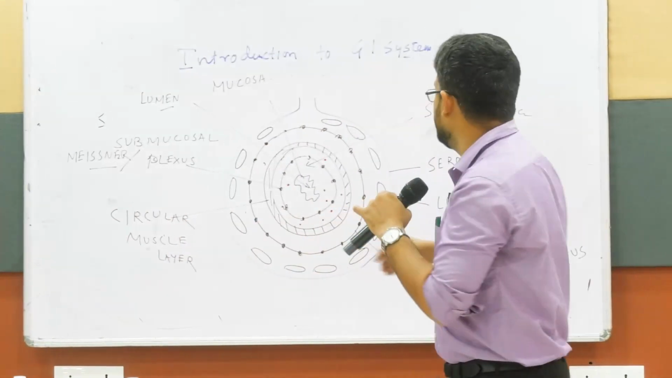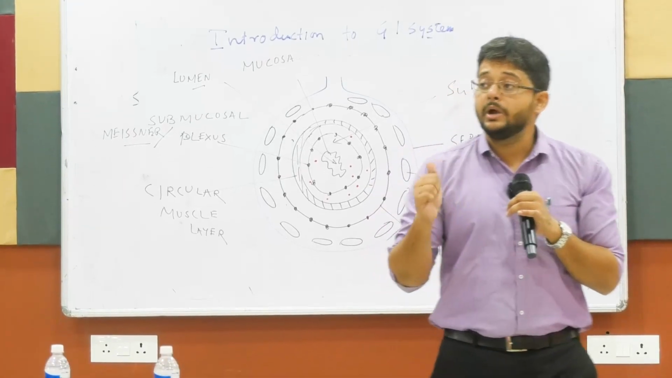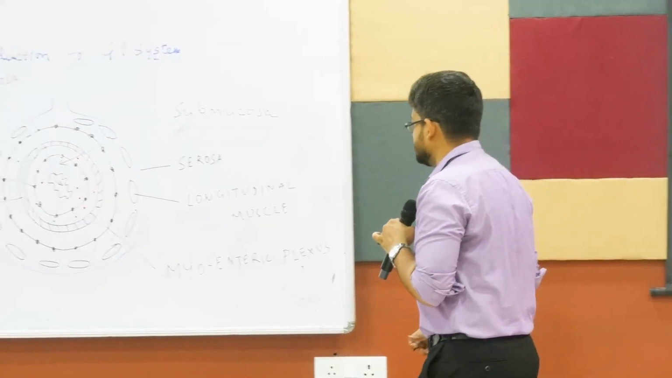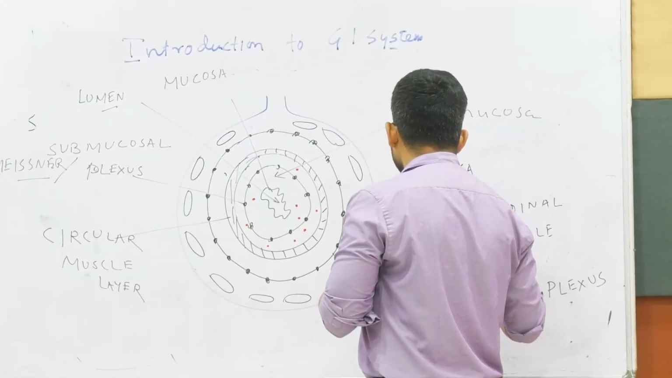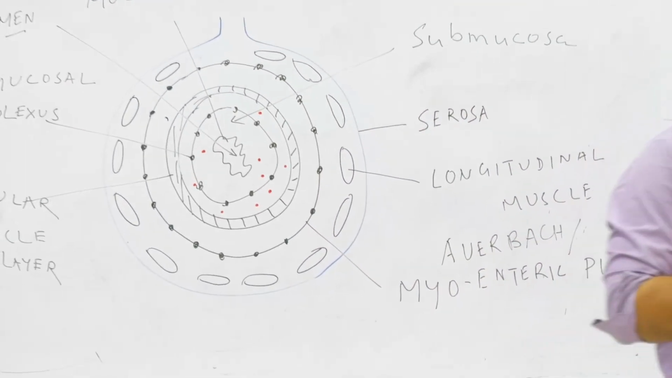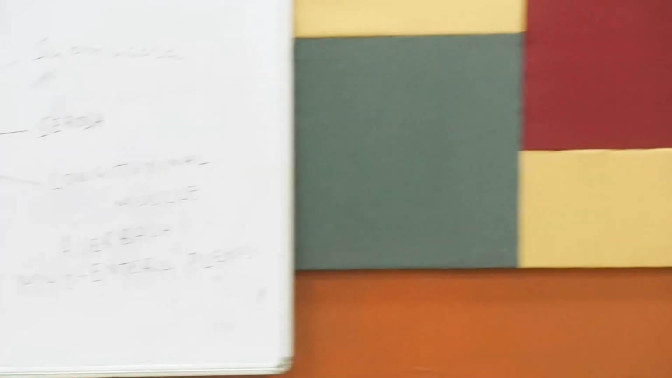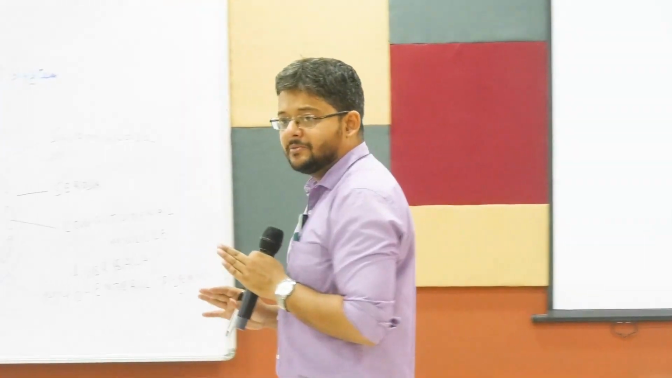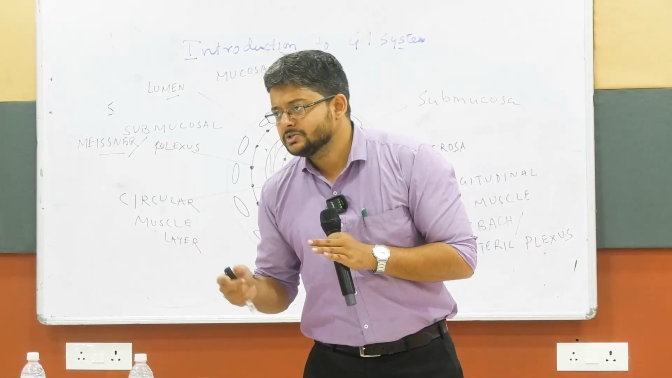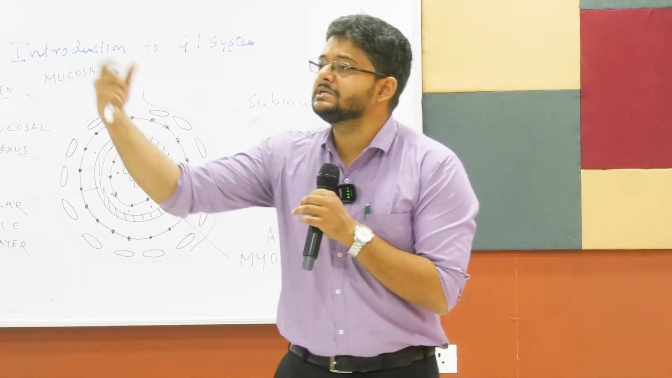Clear everybody? Now, in between this longitudinal muscle layer and circular muscle layer there is the myoenteric plexus. The same is called Auerbach plexus. What is the function of Auerbach plexus or myoenteric plexus? Myo means muscle, enteric means intestine. Enteric means anything related to the intestine, or in broad terms anything related to the GI system. So myoenteric means this plexus supplies the muscles of the GIT.